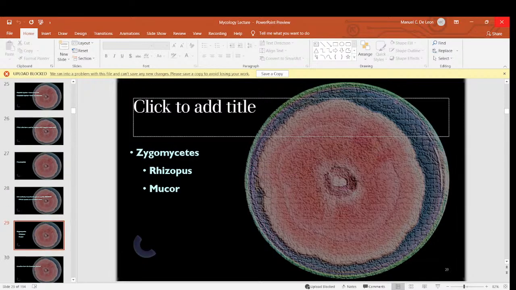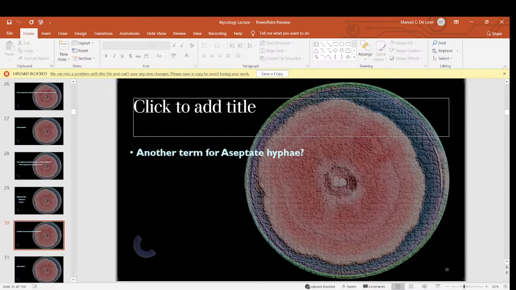Zygomycetes. And under those, we have the Rhizopus and Mucor. By the way, guys, Rhizopus and Mucor species are the ones that we call the bread molds, the ones that grow in your bread. Yes, these are the ones that cause food spoilage. So in case you're not familiar with these organisms, you need to remember zygomycetes. It might be asked in the board exam, it might not. It doesn't matter as long as I provided it for you.